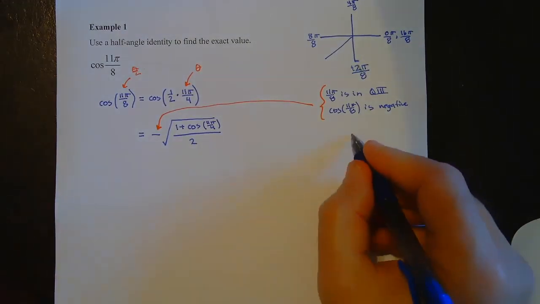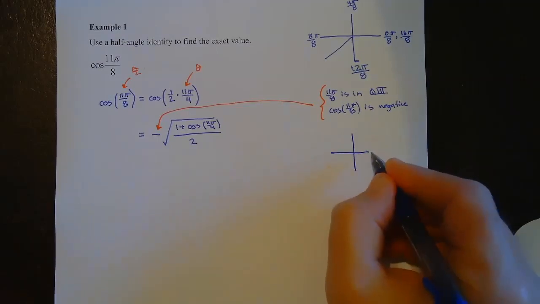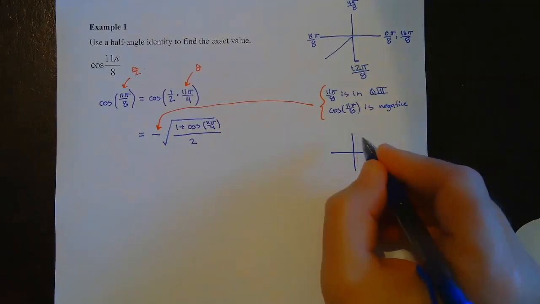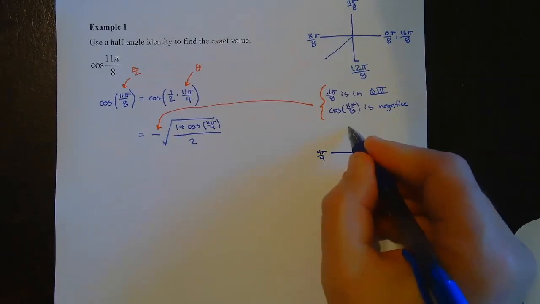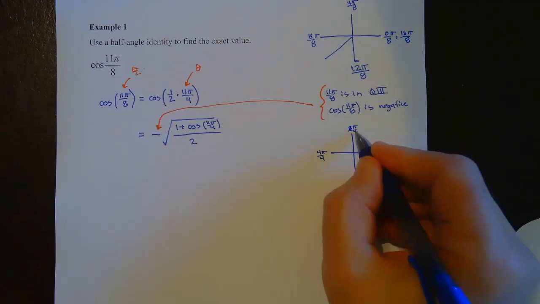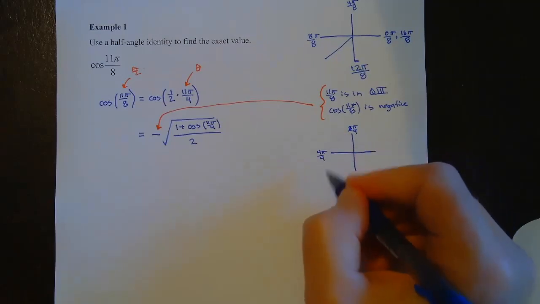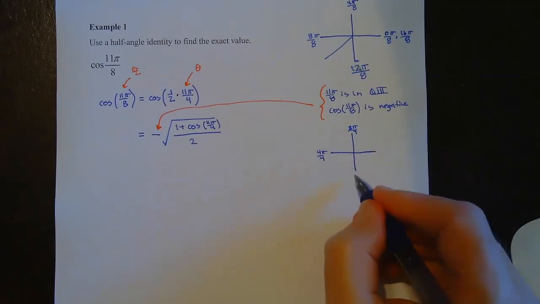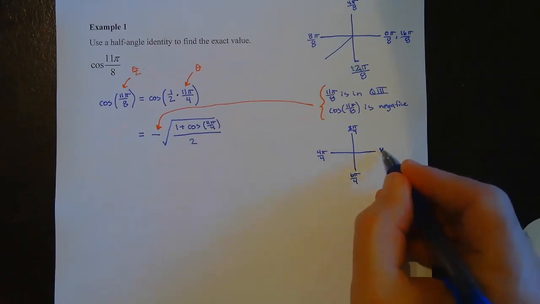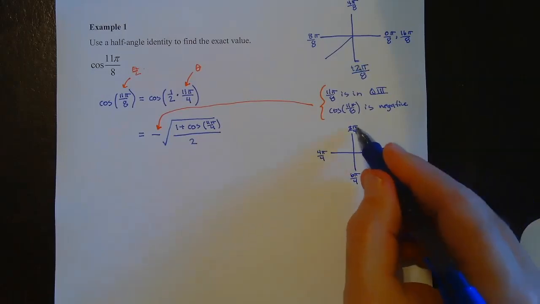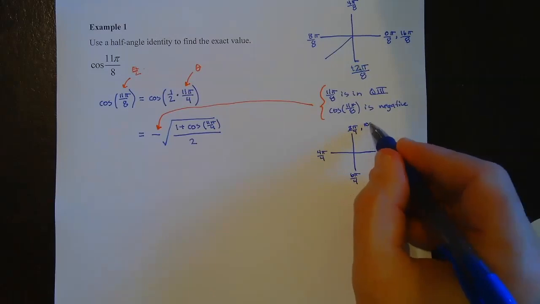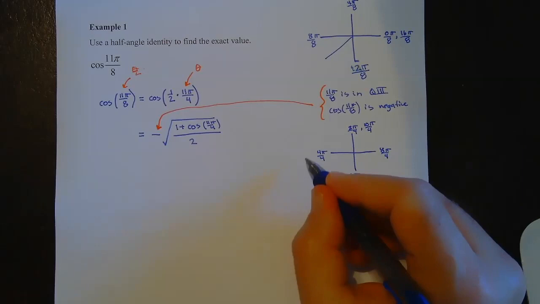Now what we have to do is figure out what the heck is cosine of 11 pi over 4, right? So this would be 0 pi over 4. This would be 4 pi over 4. This is 2 pi over 4, so every one of these is 2 pi over 4s. So 4 pi over 4, this would be 6 pi over 4, this would be 8 pi over 4, this would be 10 pi over 4, and this would be 12 pi over 4.